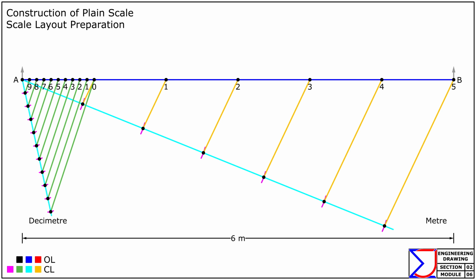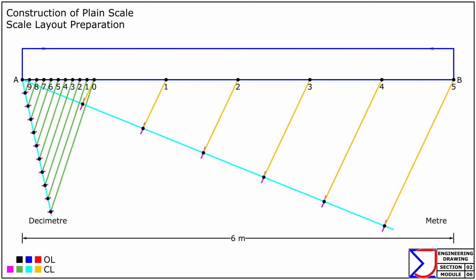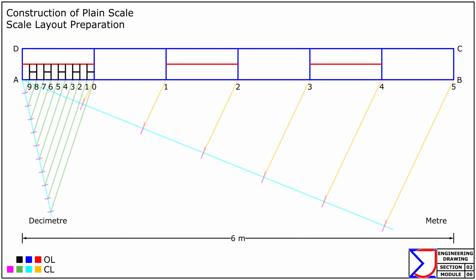Now, complete the rectangle ABCD, finalizing the layout of the plane scale. With this construction, we have successfully created a plane scale capable of measuring distances in meters and decimeters with accuracy.